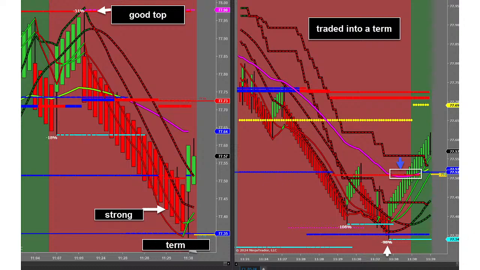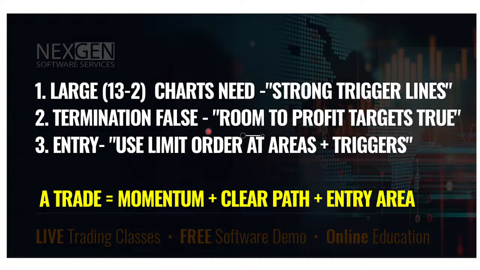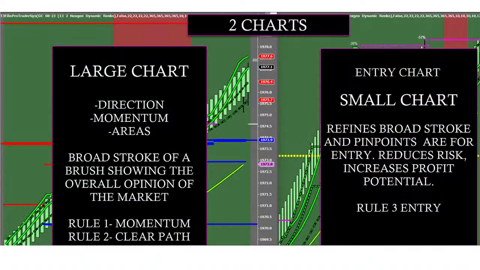So what we're going to do is we're going to take 3 rules. Each rule provides you an advantage. The first rule is going to give you the advantage of momentum. The second rule will give you a clear path, which really means nothing between you and your profit target. And then the third rule is going to define your entry, the best of the best spot to get into the market. All of this is going to happen on only 2 charts. And I love that you can do this on 2 charts, that you don't need more information to be a better trader. You need better information. You need to be a chart reader.